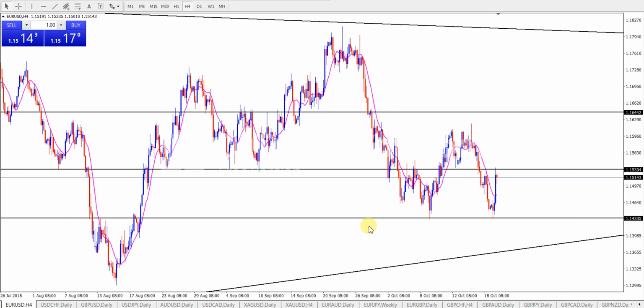So without saying too much, I think we'll just jump right in and begin the analysis for the pairs we will be looking at over the coming week. First of all, we have the Euro USD.